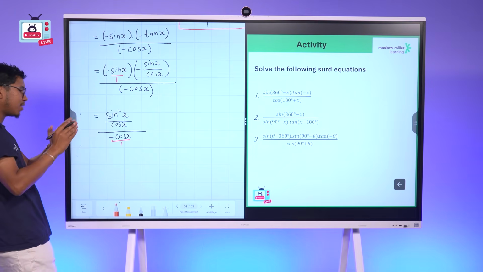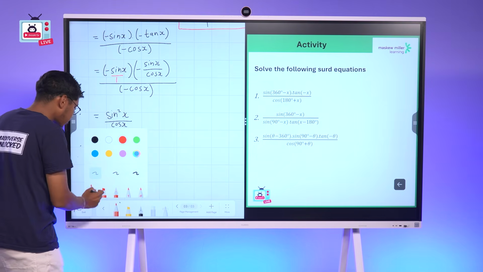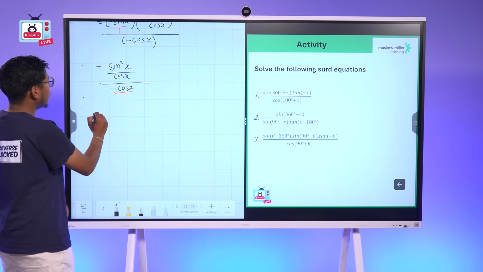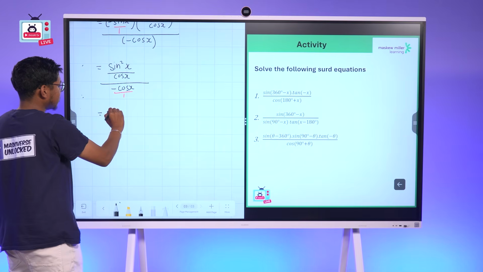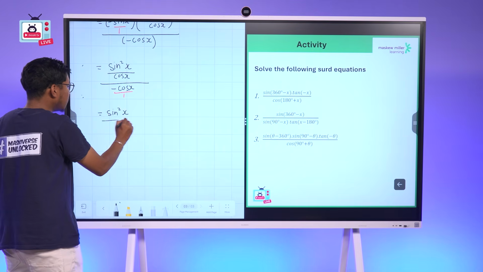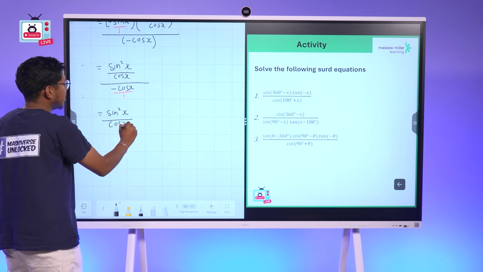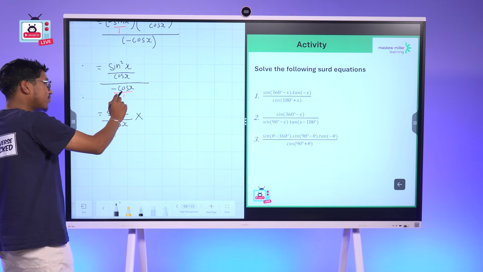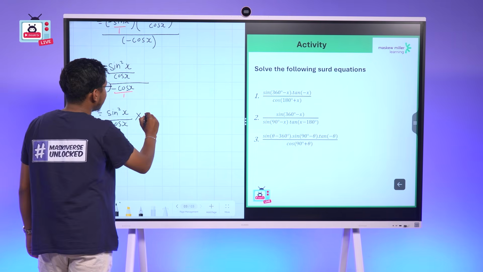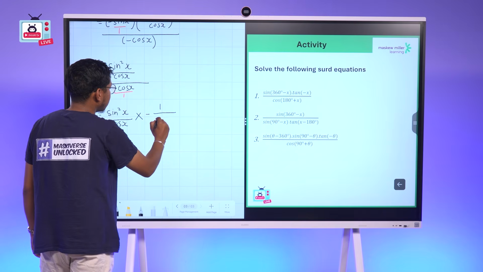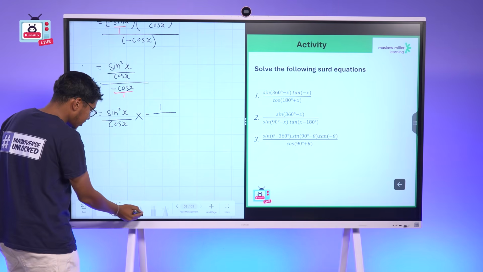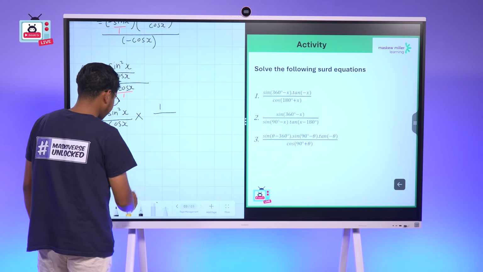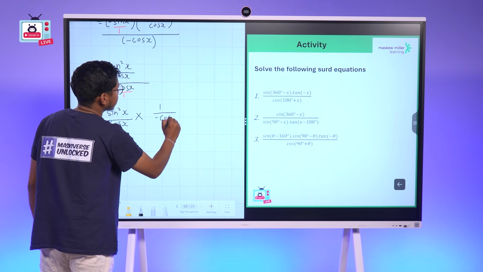So I have a fraction divided by a fraction. Now I can use the inverse operation, right? The reciprocal. So I'm going to rewrite this as the fraction sine squared x over cos x. This division I will change to multiplication. And this negative cos x over 1 will become 1 over negative cos x. I will keep the 1 there, and I will say 1 over negative cos x.